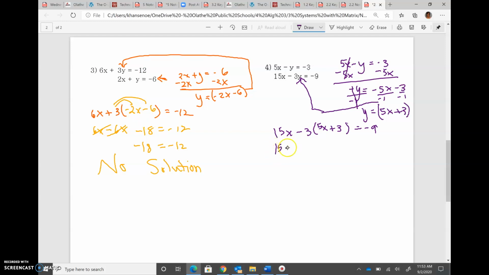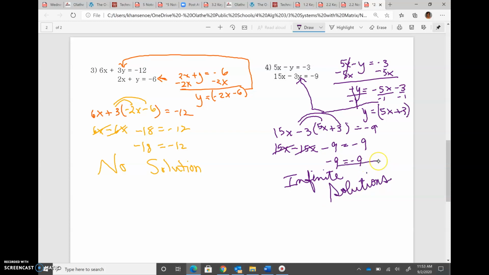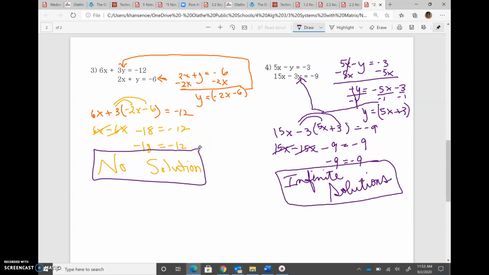So now I have 15x. I'm distributing that negative 3 to everything in there, so I get minus 15x minus 9 equals negative 9. 15x minus 15x is what? They cancel. So now I have negative 9 equals negative 9. Is that true? Yes, that's true. So then this is infinite solutions. Infinite solutions. This is no solution. I really do like for you to box in your answers.